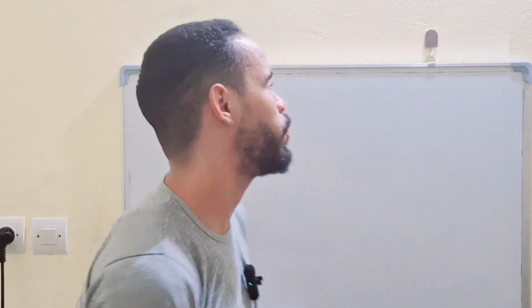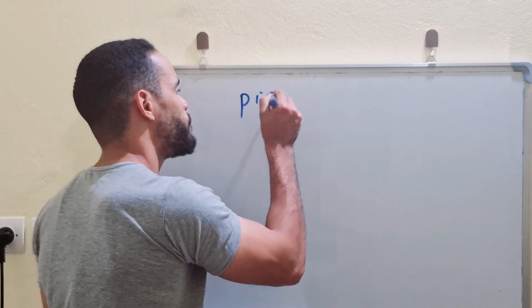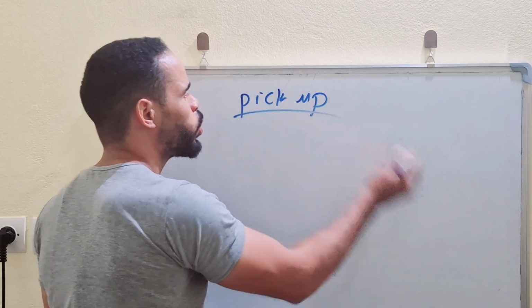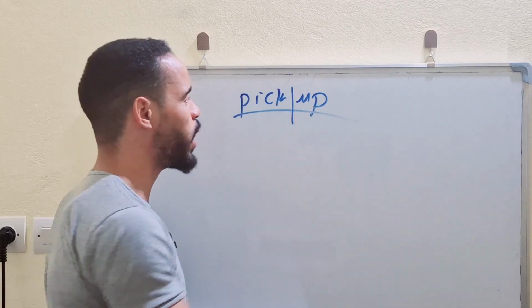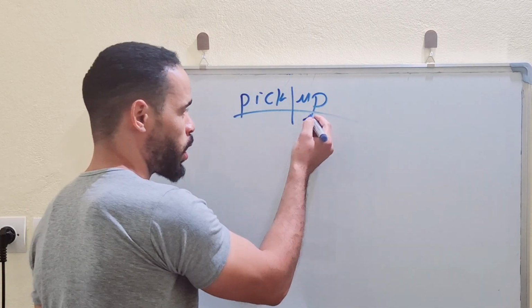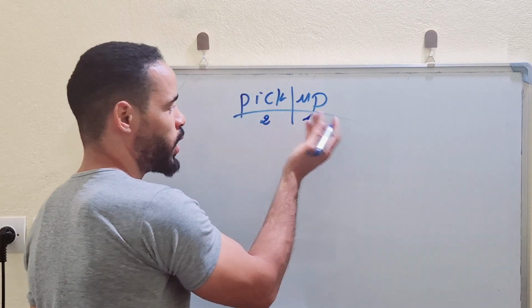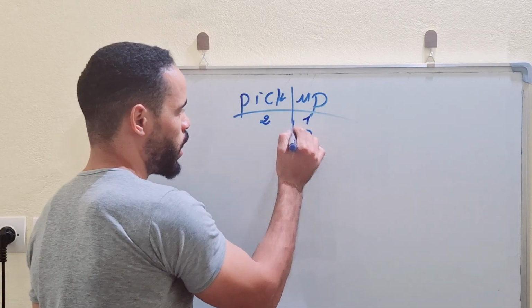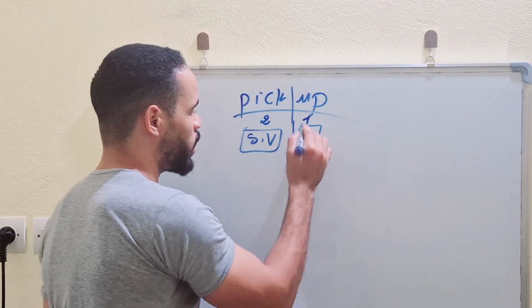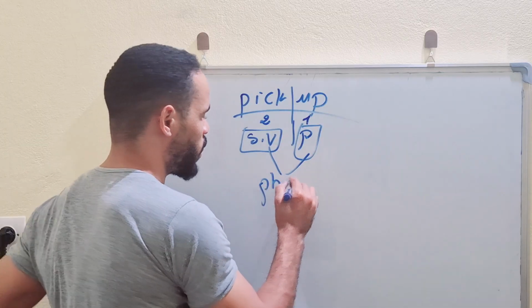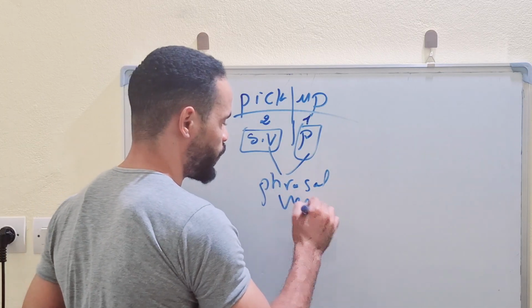In today's video, we are gonna talk about the verb pick up. What do we mean by this in English? This is a phrasal verb. As you can see here, we have two parts. We have number one part and we have number two part. In English, this we call it particle, and this one we call it simple verb. When they get together, we call them phrasal verb.